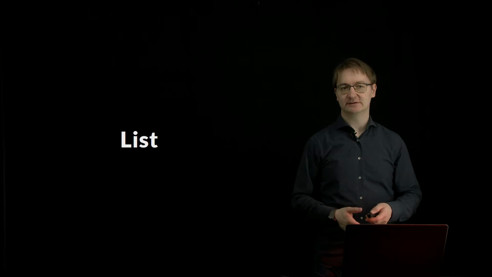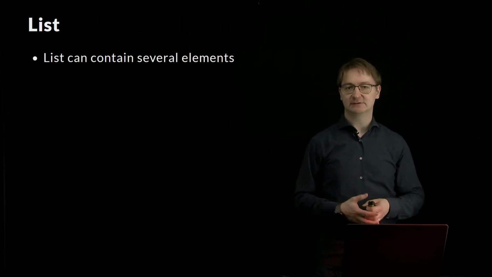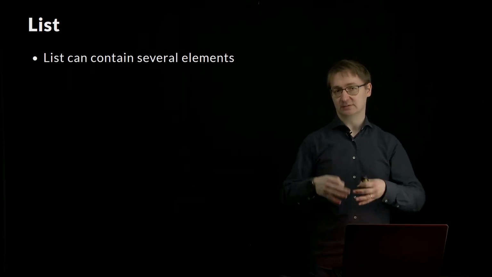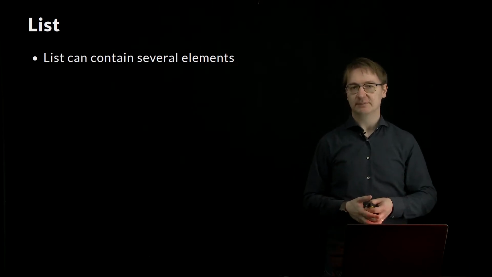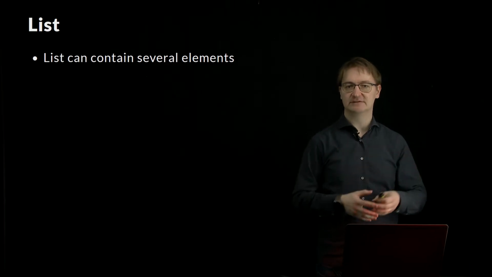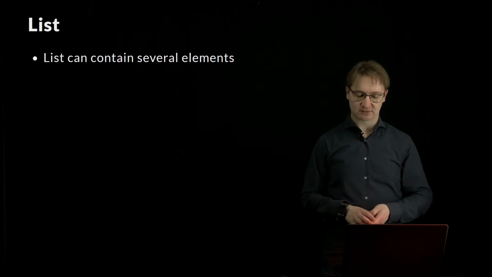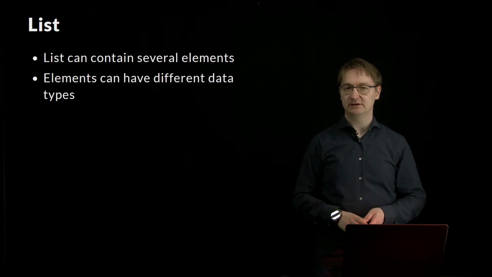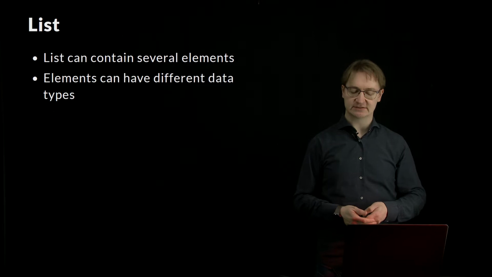In this video we will talk about lists, the data structure called list. A list can contain several elements. Regularly you can store a number or a string in a variable, but in case you need several elements, for example a list of numbers, then we have a data structure called list for that. And in Python, you can have different elements with different data types inside one list.